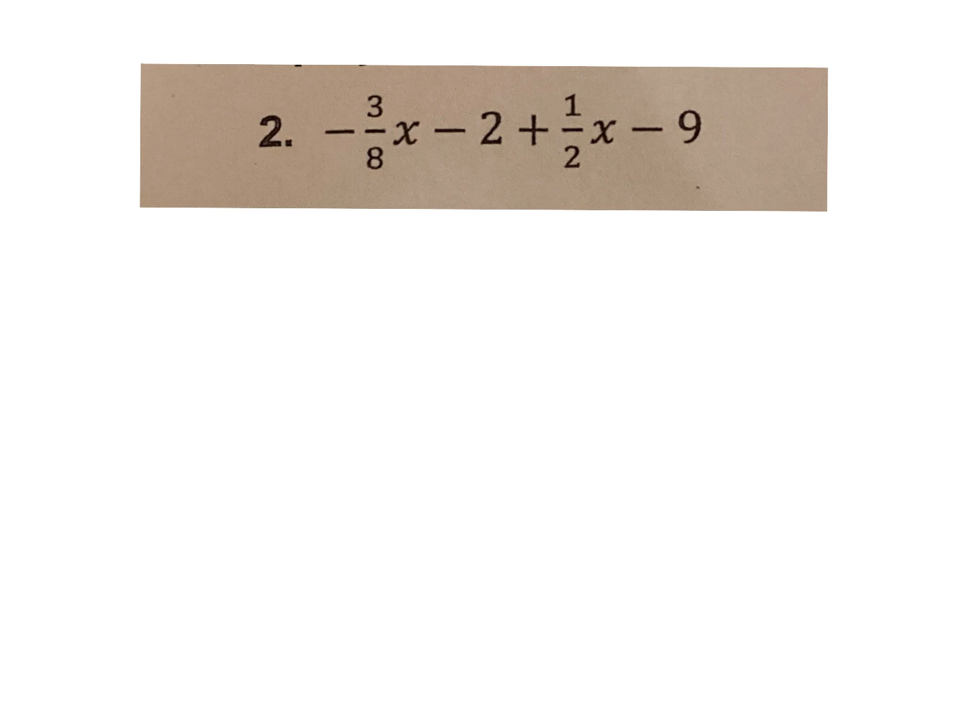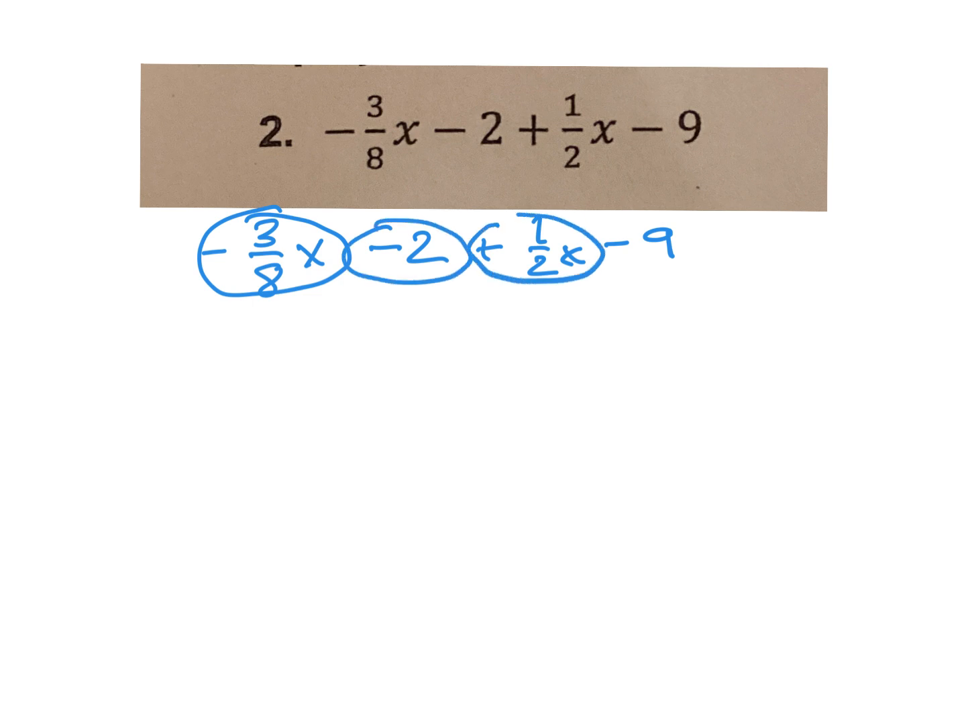Okay, this one is simplifying, and we have negative 3/8 x minus 2 plus 1/2 x minus 9. And I'm going to circle my terms. I have that term, that term, that term, that term. Now to simplify it, you put together your like terms. So I know I have these two. And 1/2, I'm going to make that into the same denominator as 3/8, so it's going to be 4/8 x.